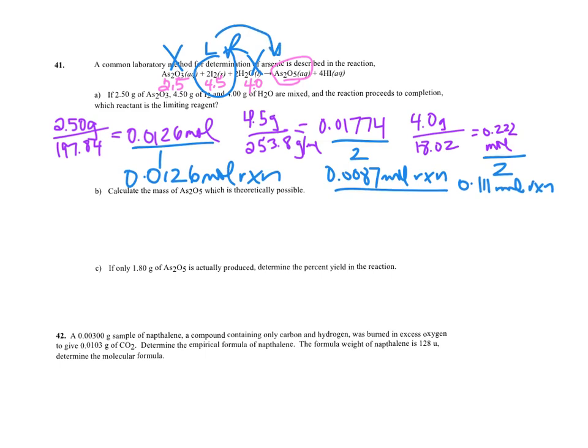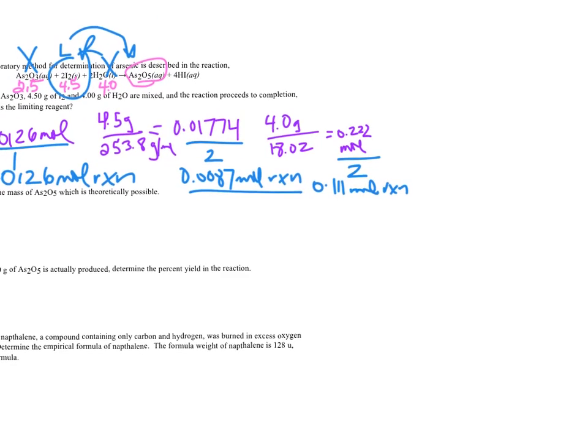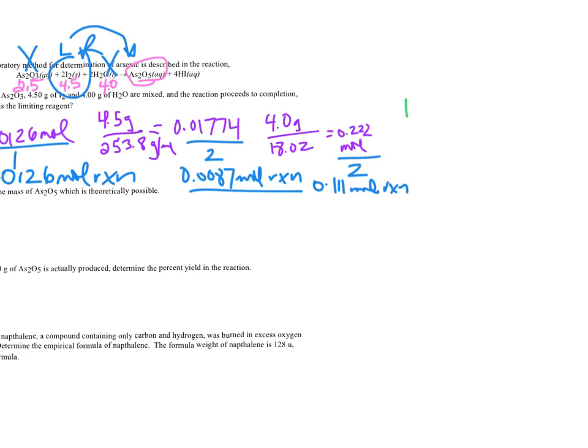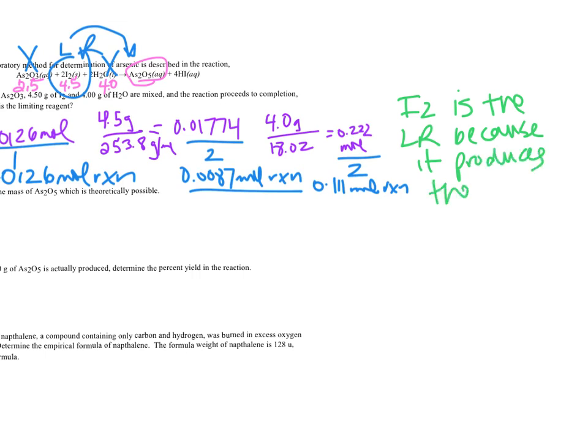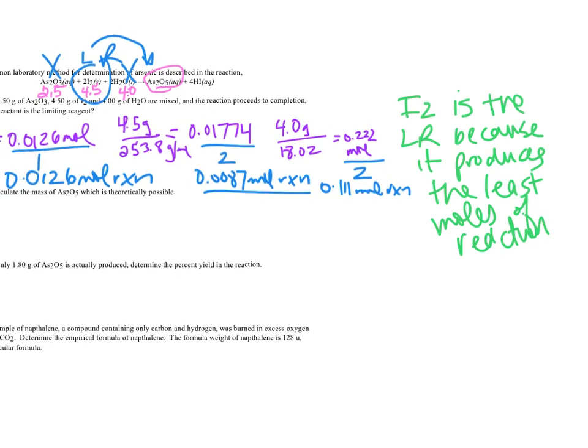On the AP, how you would answer this question then, I'd need some sort of statement from you, and the answer to this question would be I2 is the limiting reagent or reactant because it produces the least moles of reaction. That's it. That's as simple as it gets. And we expect that kind of explanation when you're asked why that happened. That's what we want to hear.